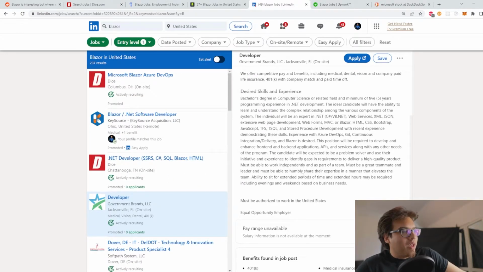But at the very minimum, you see that there actually are a lot of jobs out there for Blazor. Specifically for Blazor, there's a lot of jobs out there. For .NET, there's even more, because I've just narrowed it down to just jobs that are requiring Blazor itself.